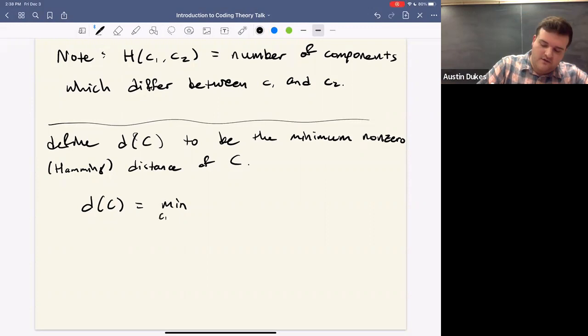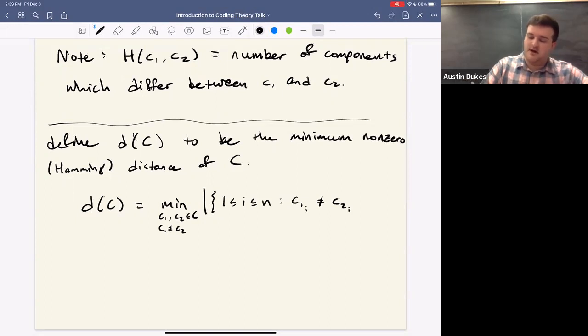And so we're going to take over all the possible pairs of code words in C that are distinct. With two distinct code words, we want to count the number of components, 1 less than or equal to i less than or equal to n, where C1 i is not equal to C2 i. So the number of distinct components between these, or equivalently, the minimum of the weight of C1 minus C2.